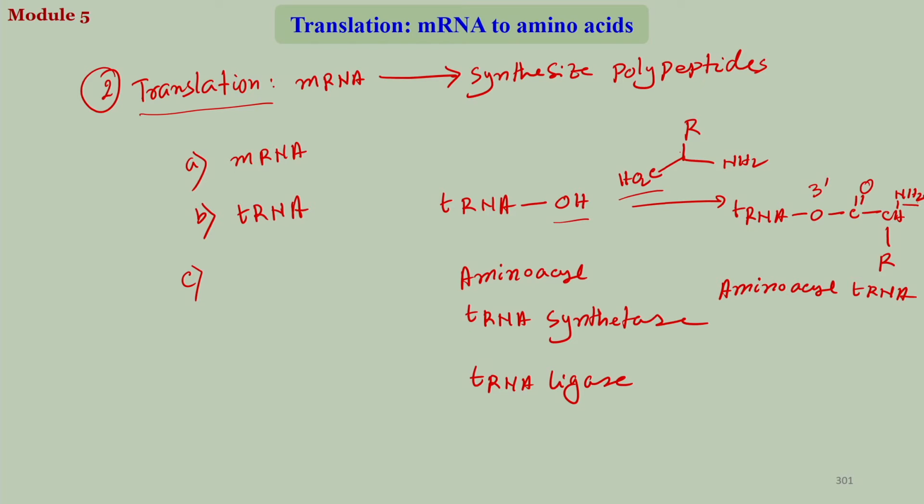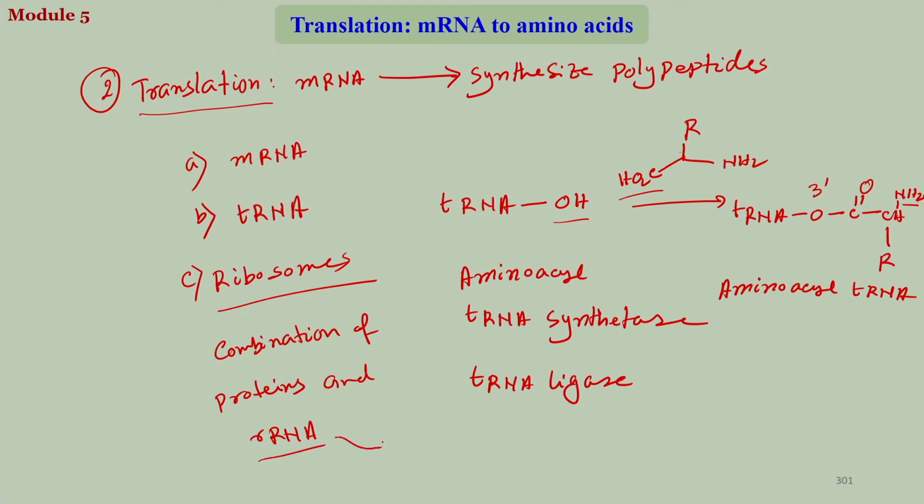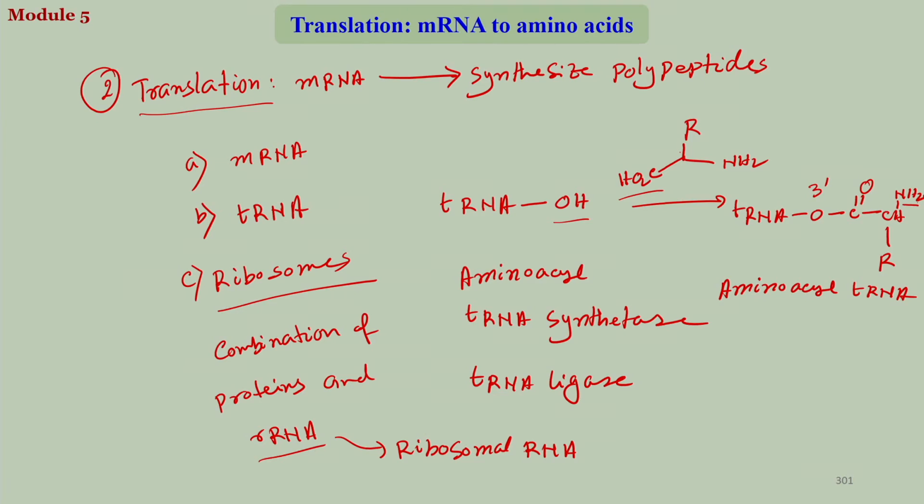another very important class of biomolecules, the ribosome, or ribosomes. Ribosomes are absolutely essential for the process of translation. It is basically a combination of proteins and RNA known as rRNA. rRNA means ribosomal RNA. So, a ribosome is basically an assembly of multiple proteins, plus some RNAs called rRNA, ribosomal RNA.